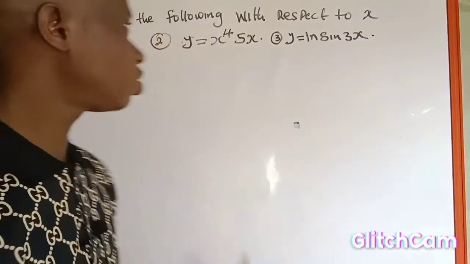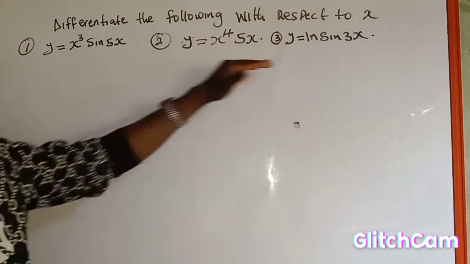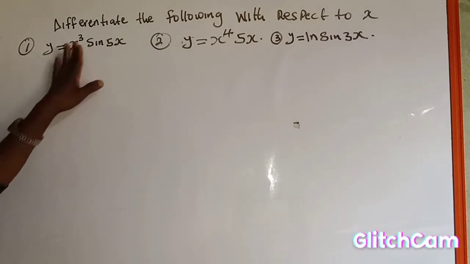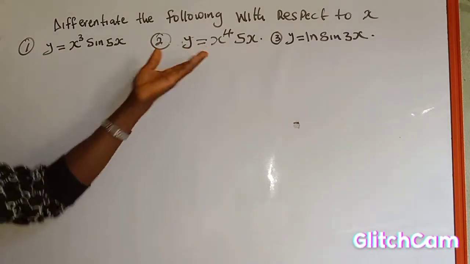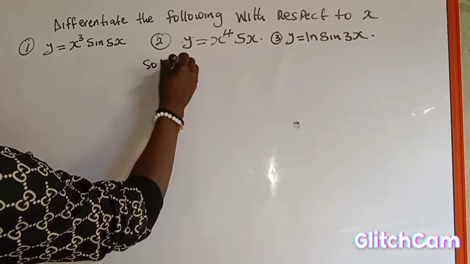So the question on the board says we should differentiate the following function with respect to s. And we have three functions here. The first one is y as a function of s equal to s cubed sine 5s. This is the second one and the third one. So let us start from the first one. We are going to start the solution.